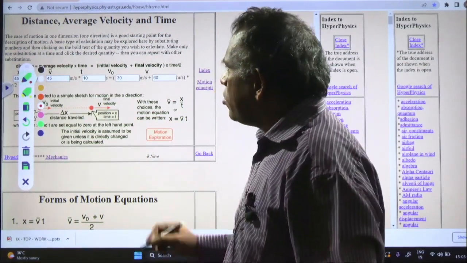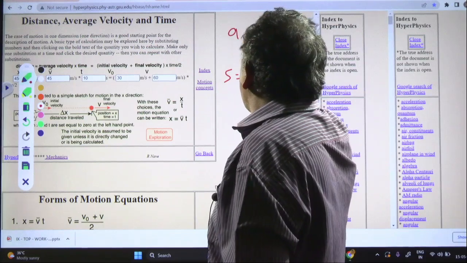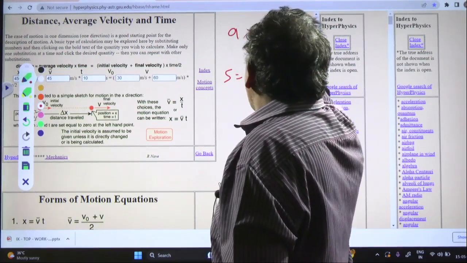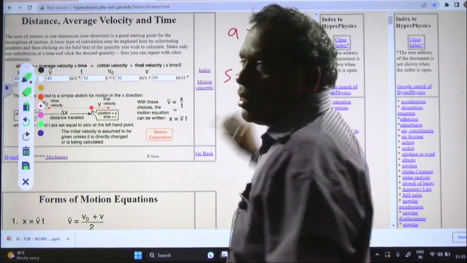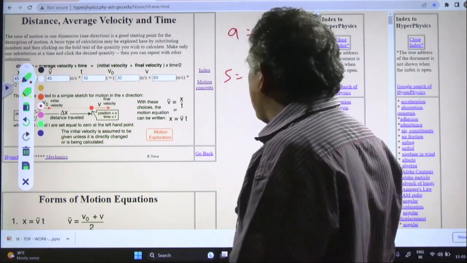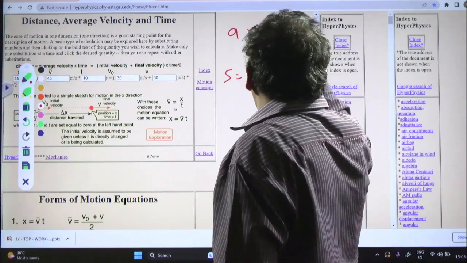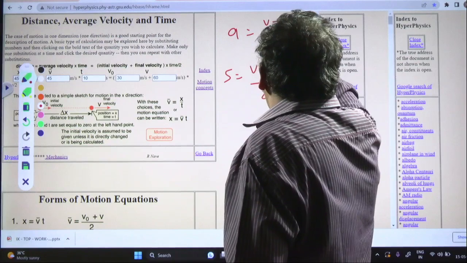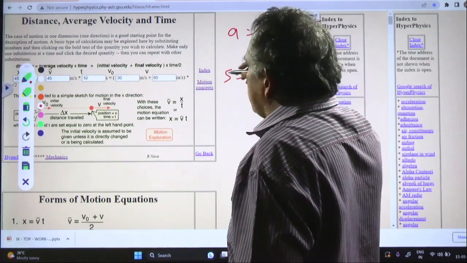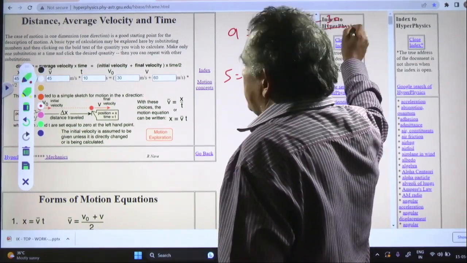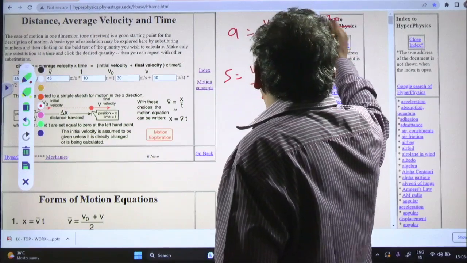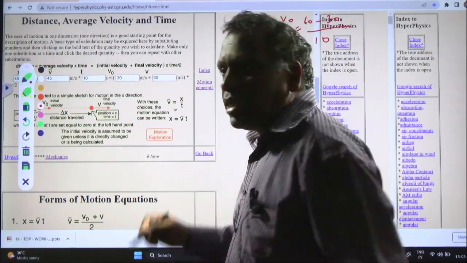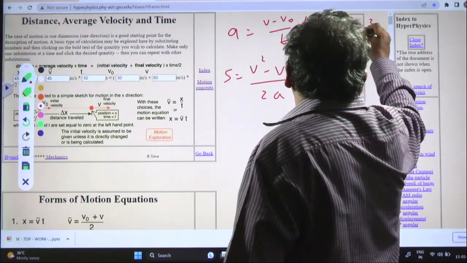First we have to calculate acceleration. Acceleration is equal to (v minus v naught) by t. V is 60 here. 60 minus 30, divided by the time, which is 10 seconds. So 60 minus 30 is 30, and 30 upon 10 is 3.